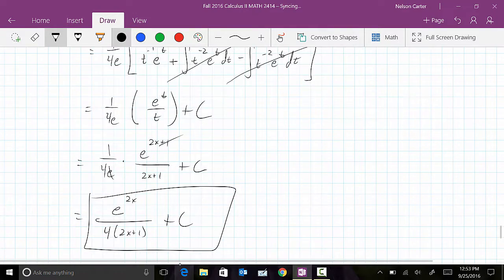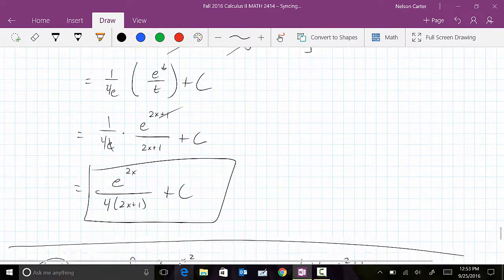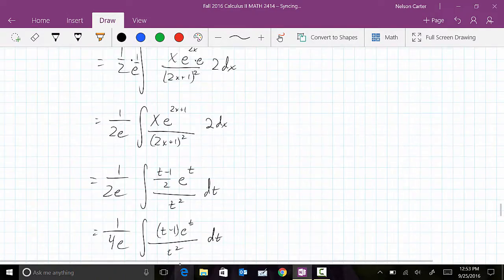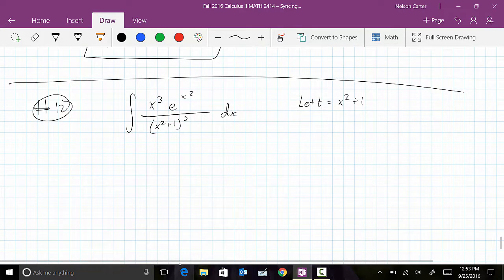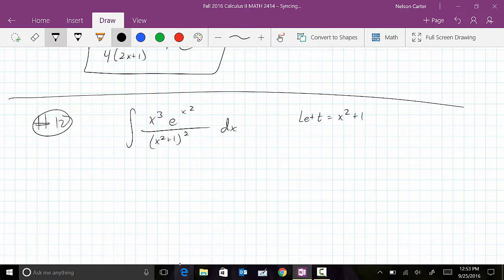Oh, well, and I wasn't done. Oh, yeah, I was on this one because I did substitute back, right? I went all the way back to the original variable x. Okay, yeah, so that was finished. All right, so let's let t equal x squared plus 1. That implies that dt is equal to 2x dx.